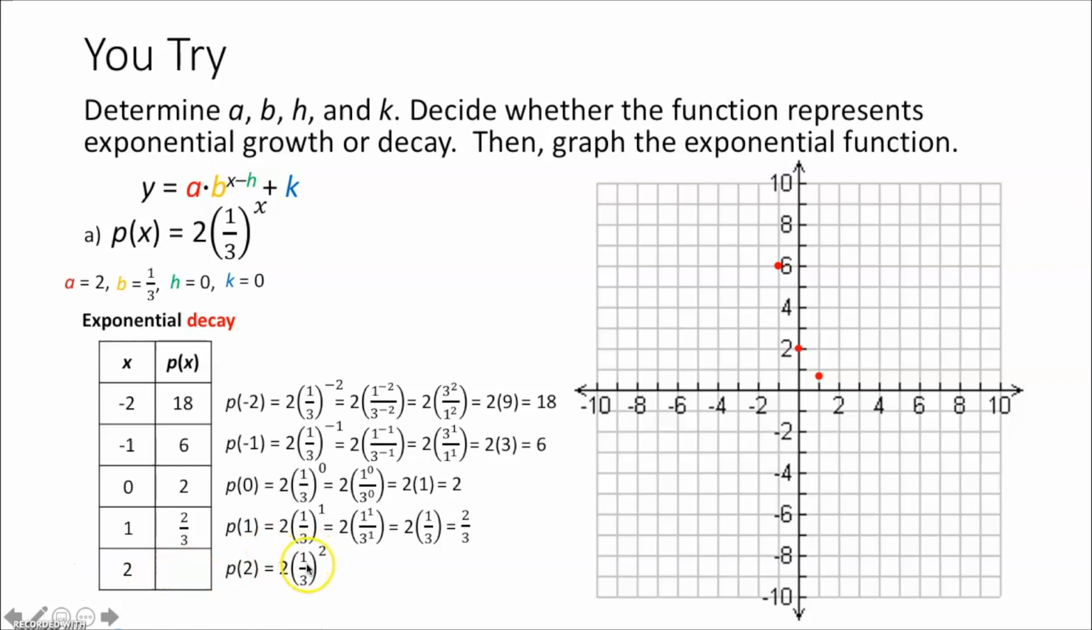And then 2, plug that in. So 2, we're going to square the numerator and denominator here. So 1 squared gives you 1, 3 squared gives you 9. Now we multiply 2 times 1/9. Again, 2 is the same as 2 over 1. So you get 2 over 9 as your answer. So 2/9 is your y value. So you go over 2 up 2/9, which is somewhere close to the x-axis here. And now we're going to graph our exponential decay graph, which looks something like this.